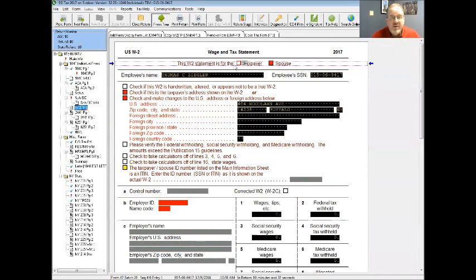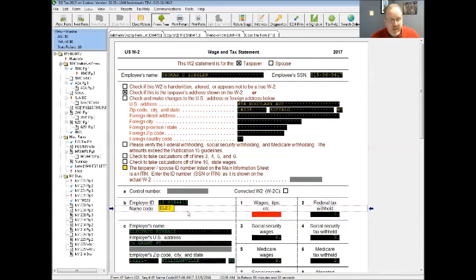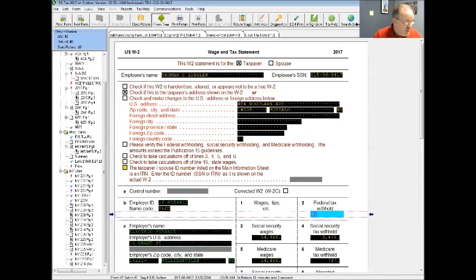The first one we have is for the taxpayer, Thomas. So we check that box. We make sure that the address on the W-2 matches the address on the screen. We're going to complete with the EIN number of the employer, in this case, electric furnace. And then we're going to put the wages in. So we have $54,968.23. Had withholding of $1,210.